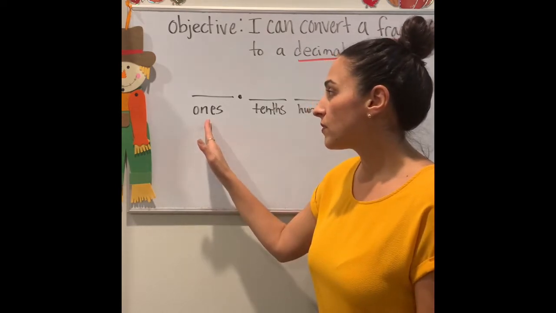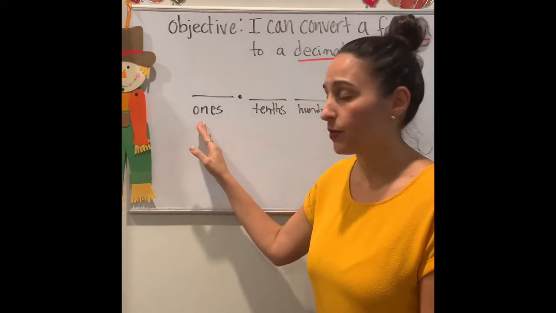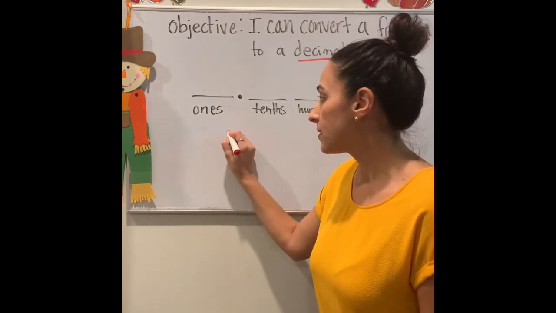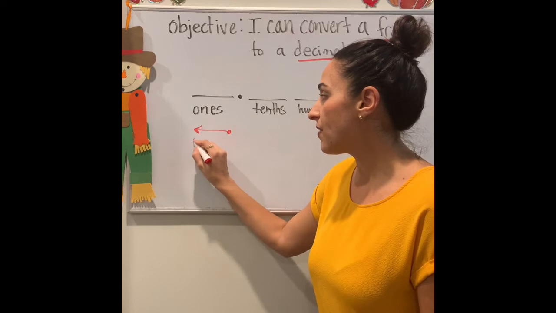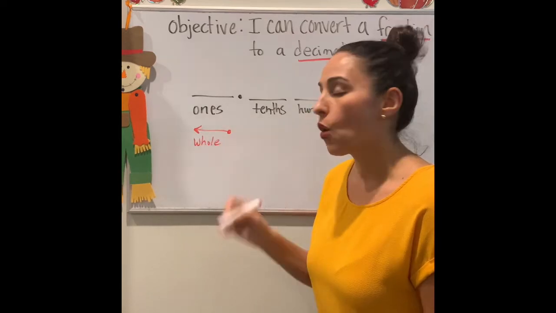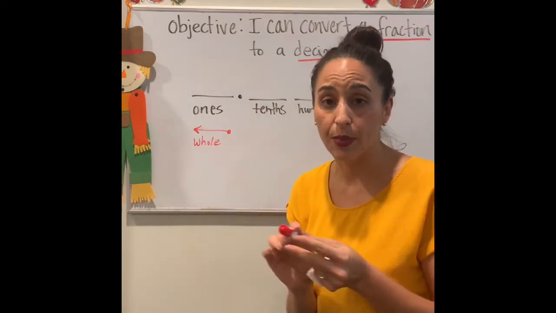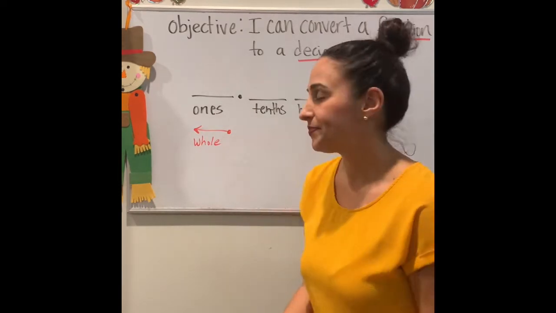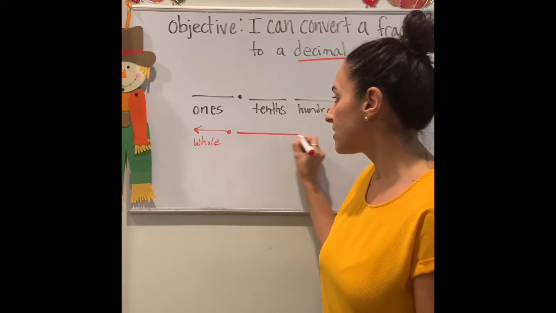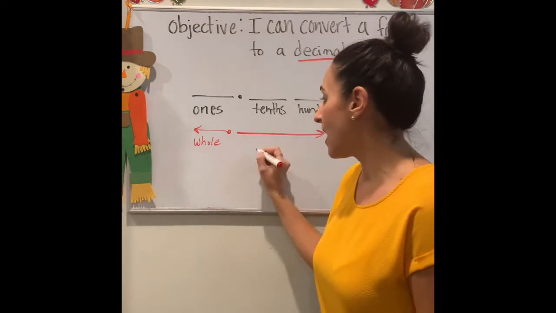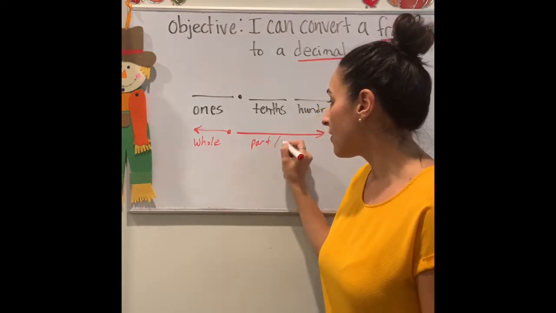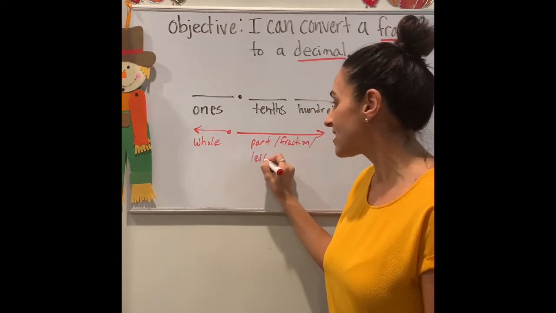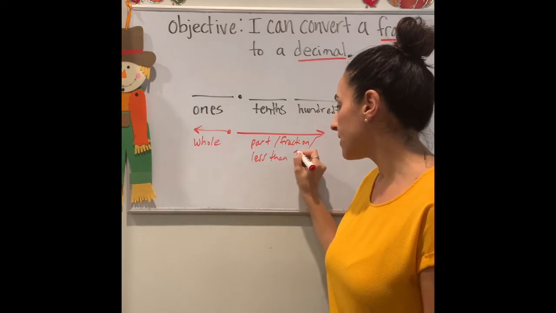So ones place, we're going to keep this very simple. The ones place comes right before the decimal, and the ones place indicates to you that we have a whole amount. For example, one whole pizza pie, or one whole entire candy bar, or one whole dollar. Anything to the right of the decimal means I have a part of something, I have a fraction of something, or it means I have something that's less than 1.